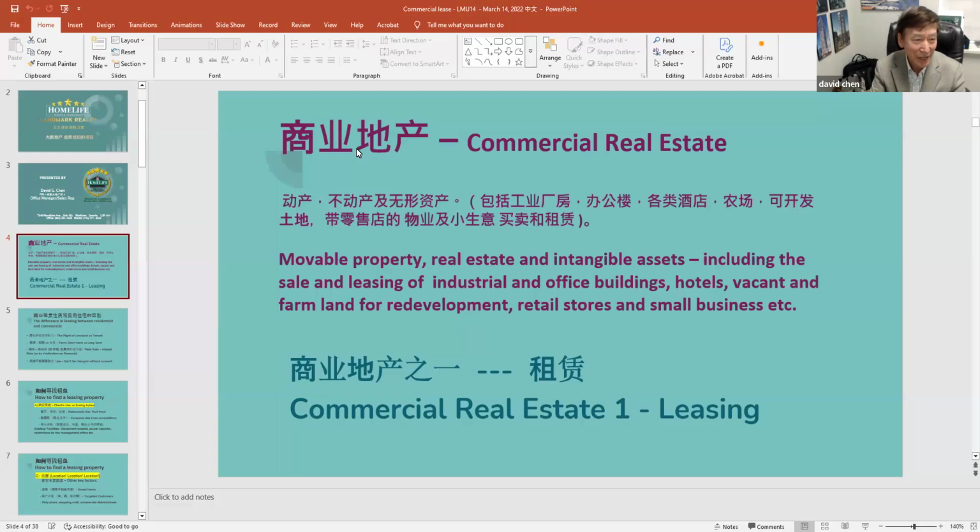We have one session today regarding commercial lease. Last week we did the training session on commercial sales for small business. So this week we'll be talking about commercial lease.